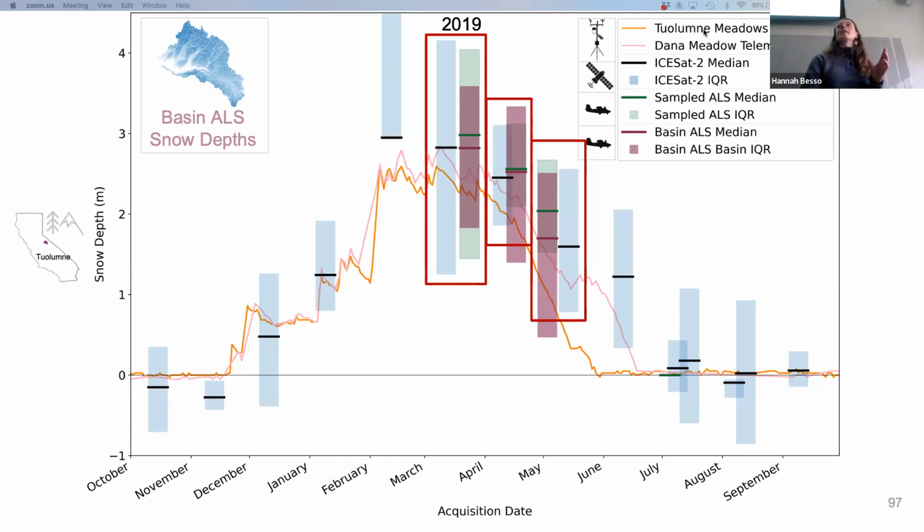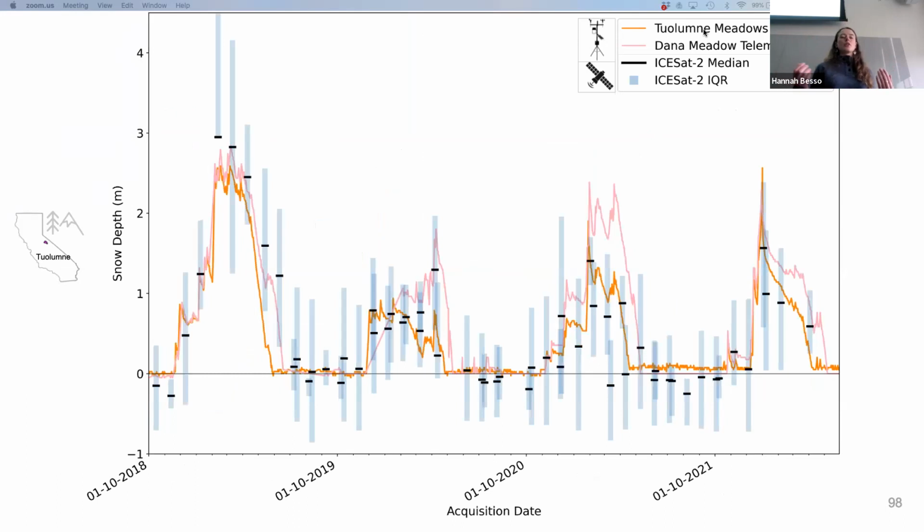We've only been looking at a single year so far, the 2019 water year, but we also have this data for 4 different years through 2022. I won't show all the aerial LiDAR data because it gets messy, or it's just a lot to look at at once, but we have this data for all 4 years and used it to compare our residuals to previous studies.